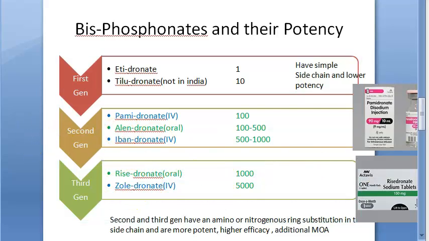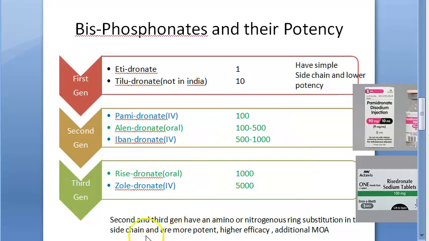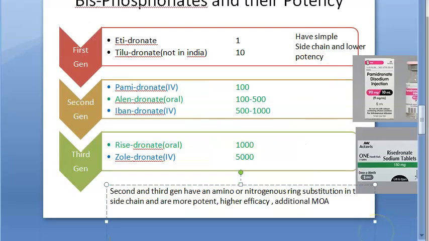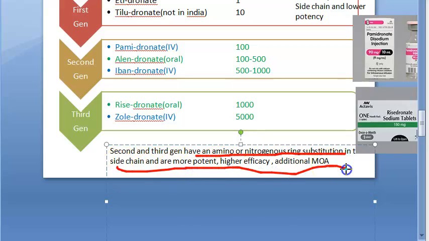Remember, as the generations progress, the potency is increasing and increasing. The second and third generation have an amino or nitrogenous ring substitution in the side chain. Hence they are more potent. It's already written here if you are not able to see. The second and third generation have amino or nitrogenous ring substitution in the side chain, and they are more potent, have more efficacy and additional mechanisms of action.